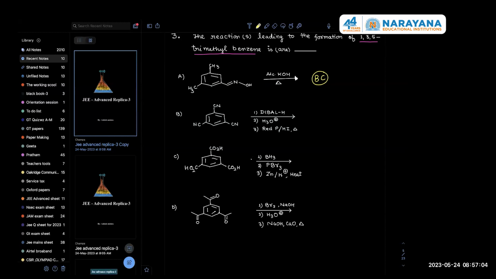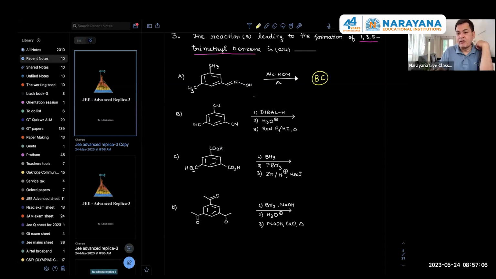What happens in A, sir? A is not actually Wolff-Kishner. In the Wolff-Kishner reaction, RCHO reacts with NH2NH2, so first we create RCH double bond N, NH2, followed by alcoholic KOH and ethylene glycol, and then we get the compound RCH3. But this only looks like Wolff-Kishner and it is not, because the double bond N, NH2 should be there. That is why it may create some illusion.